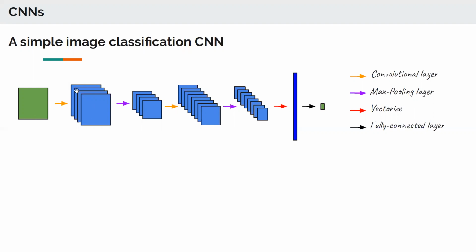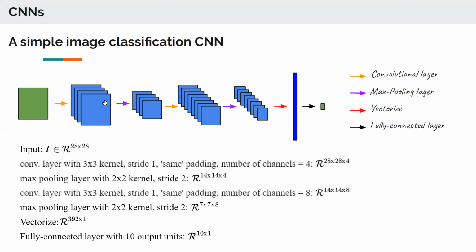What that means is that we define a certain number of output channels, and we have independent convolutional kernels which we convolve with this image to get these different output channels. Okay, here we have a bit more detail. In terms of concrete numbers, let's say we are looking at an image which is 28 times 28 pixels in size, and let's say we apply a convolutional layer with a 3 by 3 kernel with a stride 1 with same padding and number of channels equals 4.